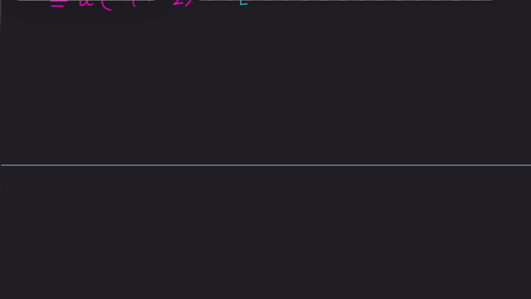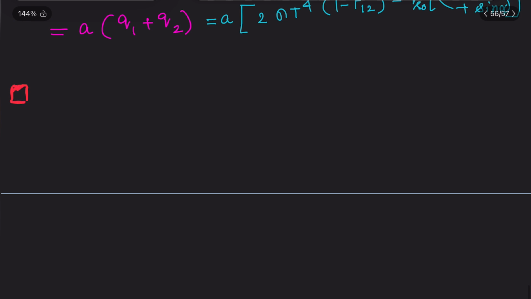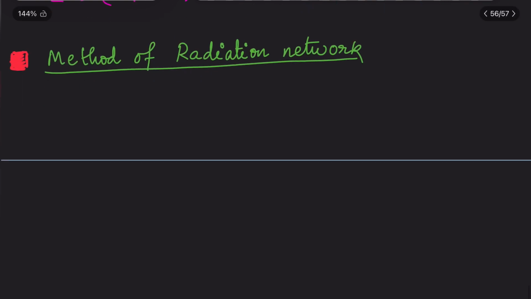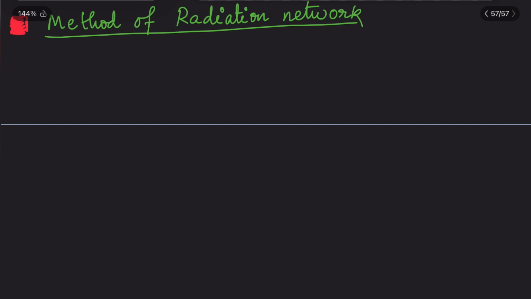So, method of cross strings. Sorry, extremely sorry, not cross strings. I can name it the method of radiation network. Okay, so how can I draw the radiation network for this?